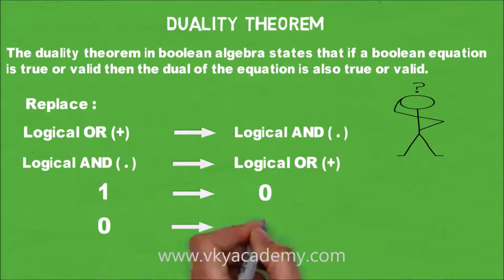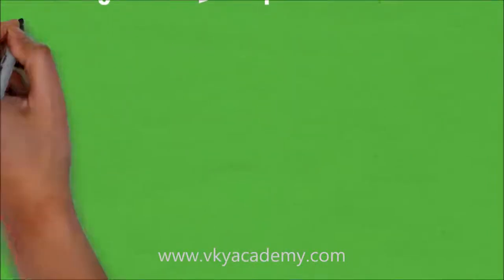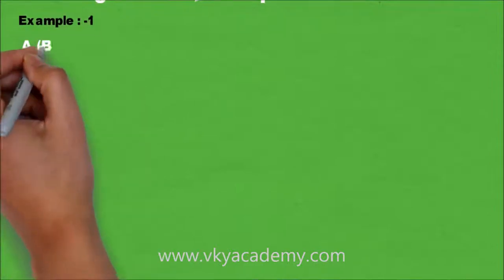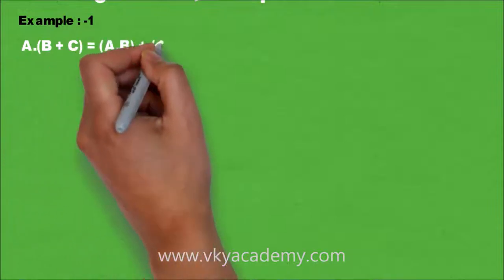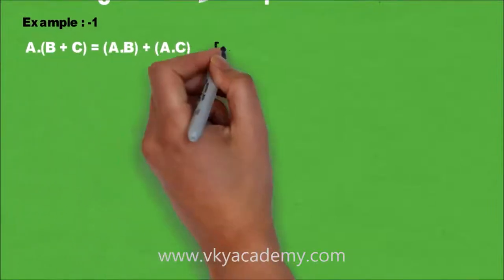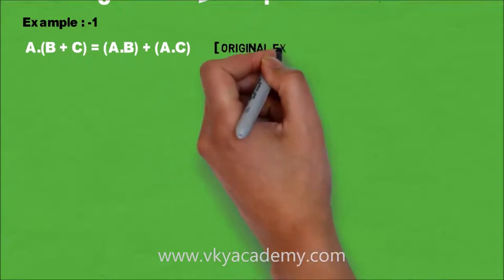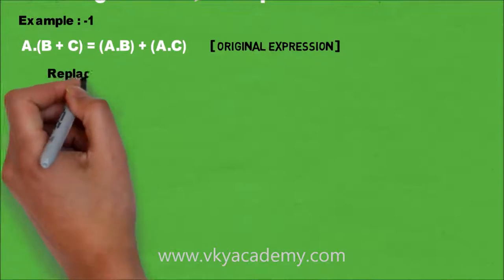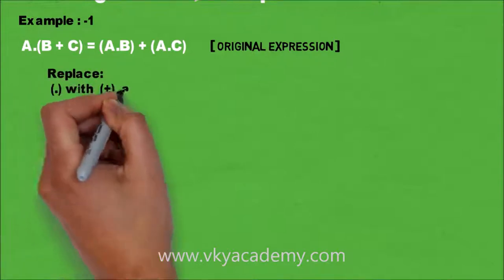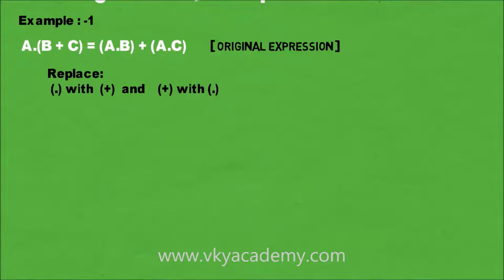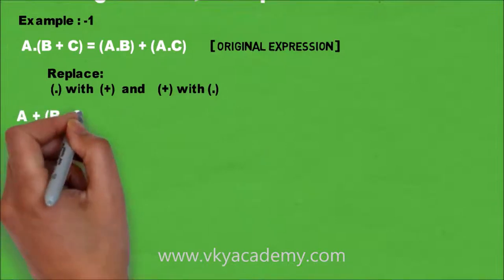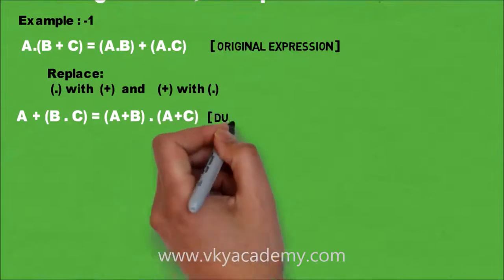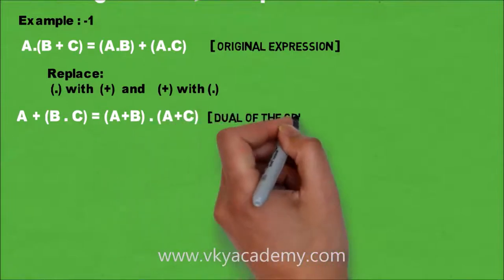Let us understand the topic with the help of one example. This is example 1. A dot (B plus C) is equal to A dot B plus A dot C, and this is the original equation. Now to determine the dual of this equation, replace dot with plus and replace plus with dot. Now the equation will be A plus (B dot C) is equal to (A plus B) dot (A plus C). This is the dual of the original expression.